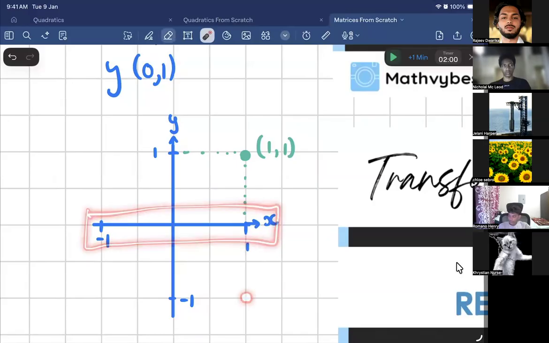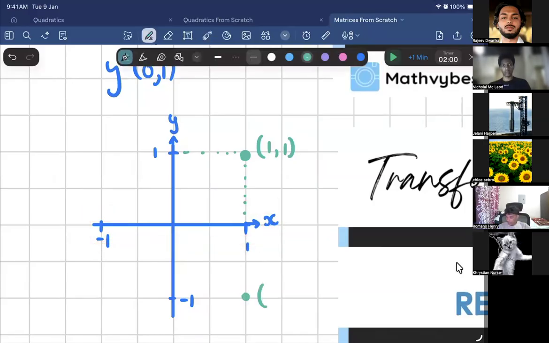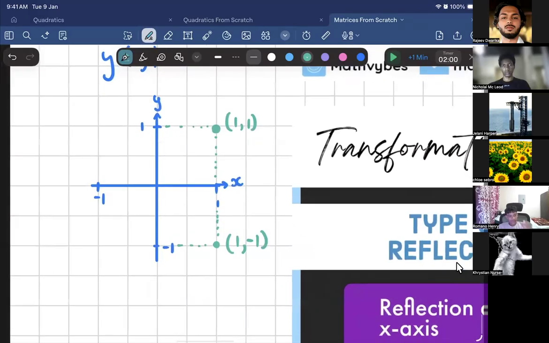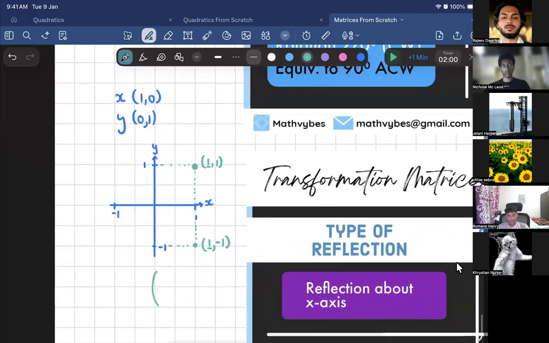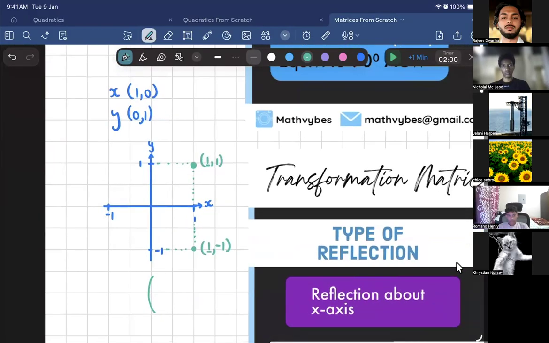So what was this new point called? It will be 1, -1. Let's compare the x and the y values. Did the x value change? No, the x value didn't change. It remained the same. So x is 1, 0. If it doesn't change, I'll just write back 1, 0.